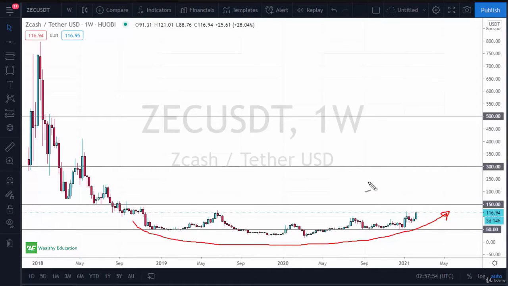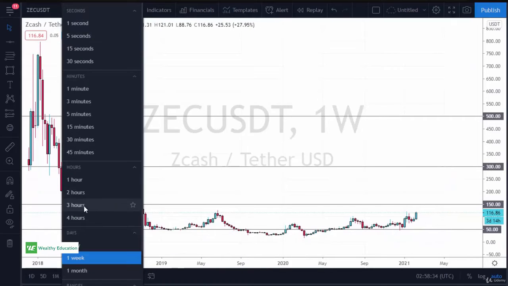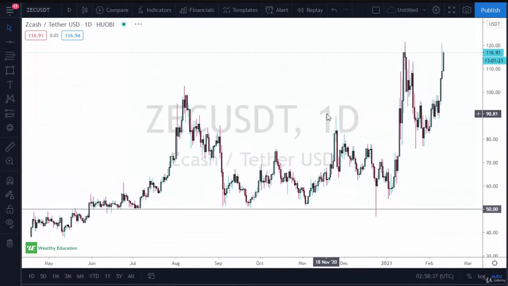we do break out. So the first thing that you need to see on this chart is if we break this 150 level, that's going to be a big deal that we will then probably continue to go much higher. So let's go ahead and drill down to the daily chart.